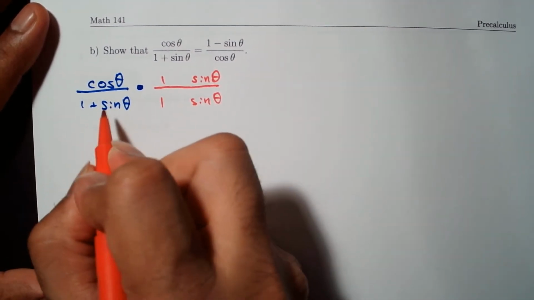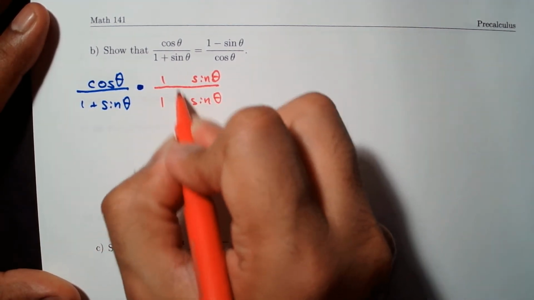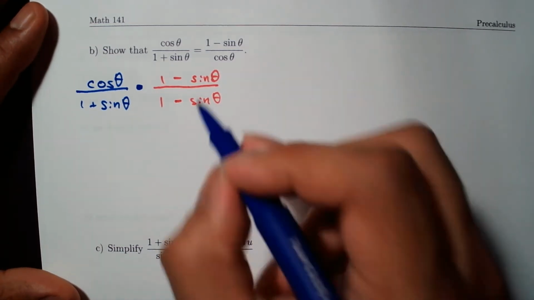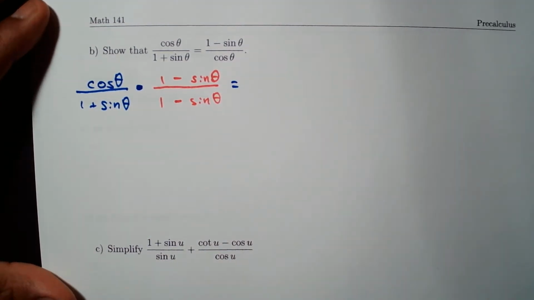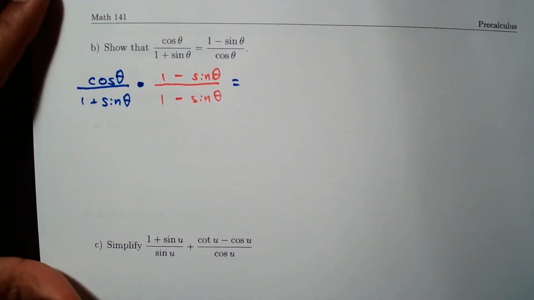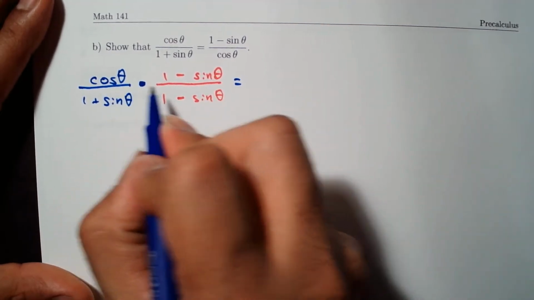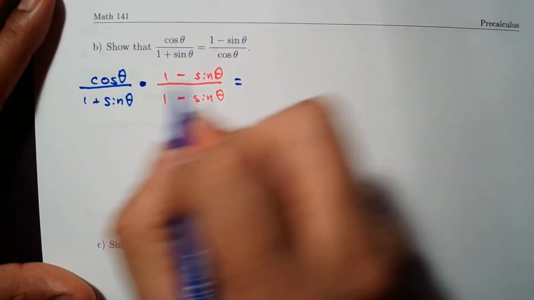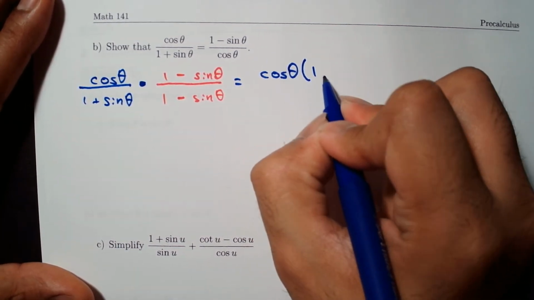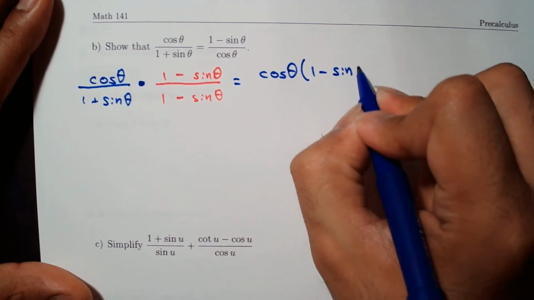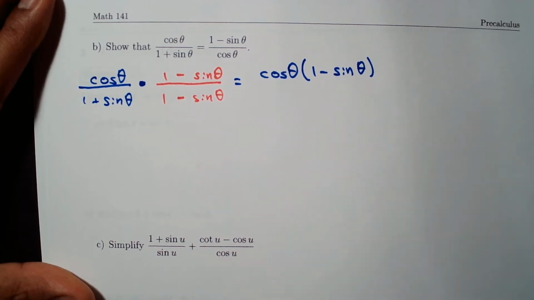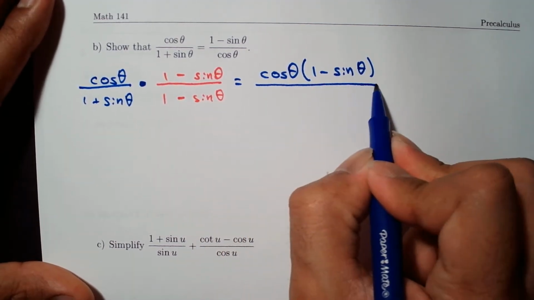is 1 minus sine theta. The conjugate would be the sign that is opposite to the one that we have, in this case, minus or negative. All right, so this is what we are going to have over here. Here we're going to multiply across. That's going to give us simply cosine theta times 1 minus sine theta. And I know what you might be thinking, we would have to distribute this. Well, wait, let's just wait for what's coming up.